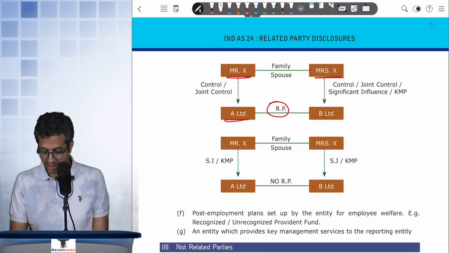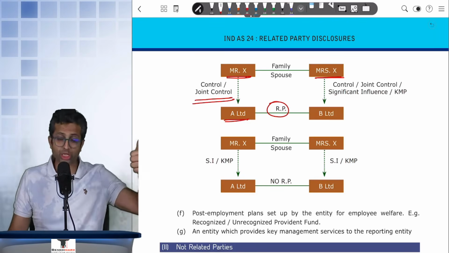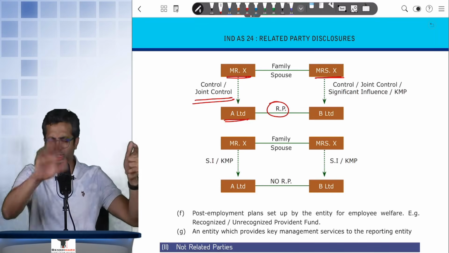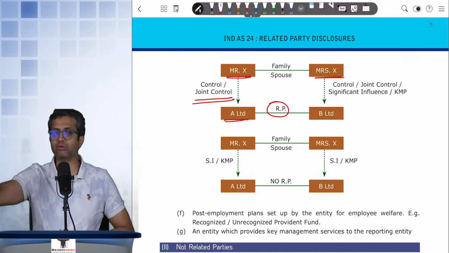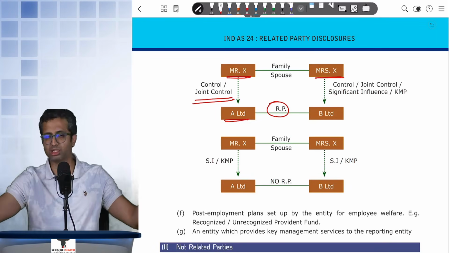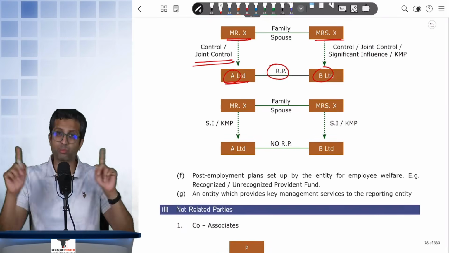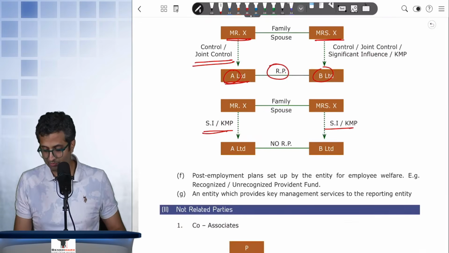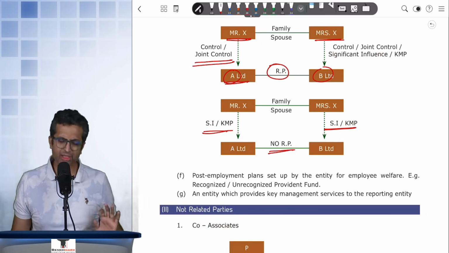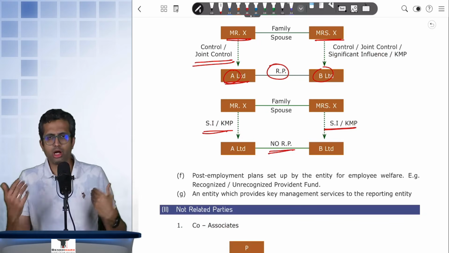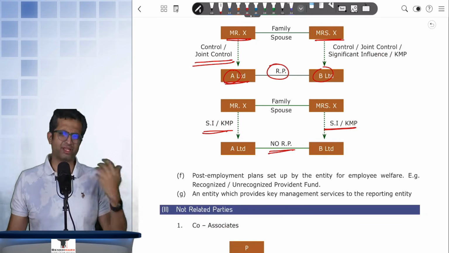So over here clause E says that at one of the places the eligible individual, who can be a person controlling, jointly controlling at one of the places, that same person or his close family member controlling, jointly controlling, significantly influencing, or acting as a KMP at the other place, then A and B are related. So sir, when is there no related party relationship? When at both places there's either significant influence or KMP relationship, in which case there'll be no related party relationship. That is your clause E. So these are the top 5 clauses. And then you have clause F and G, which are not as important.